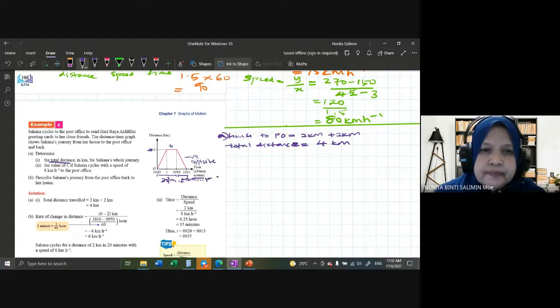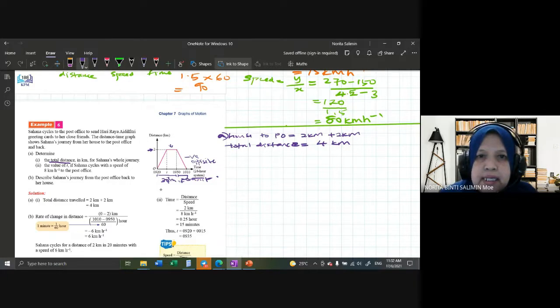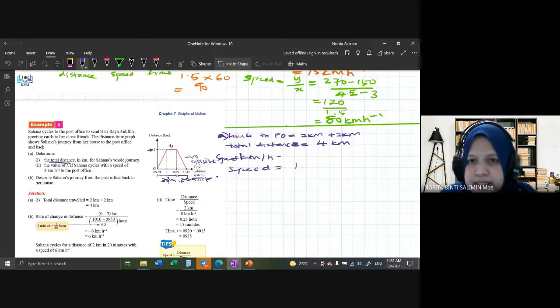Okay, now the value. Rate of change in distance. So what is the formula from earlier? Kilometer per hour is speed. Speed is distance divided by time.